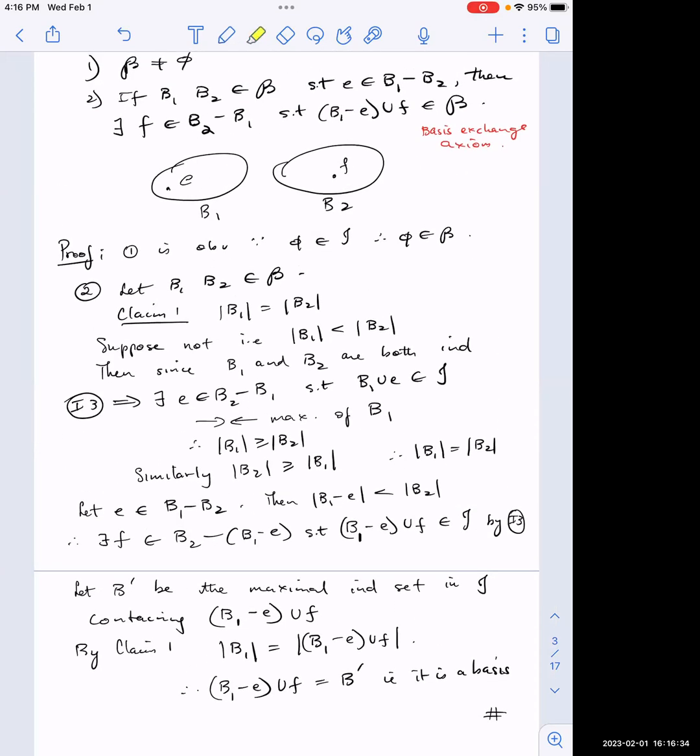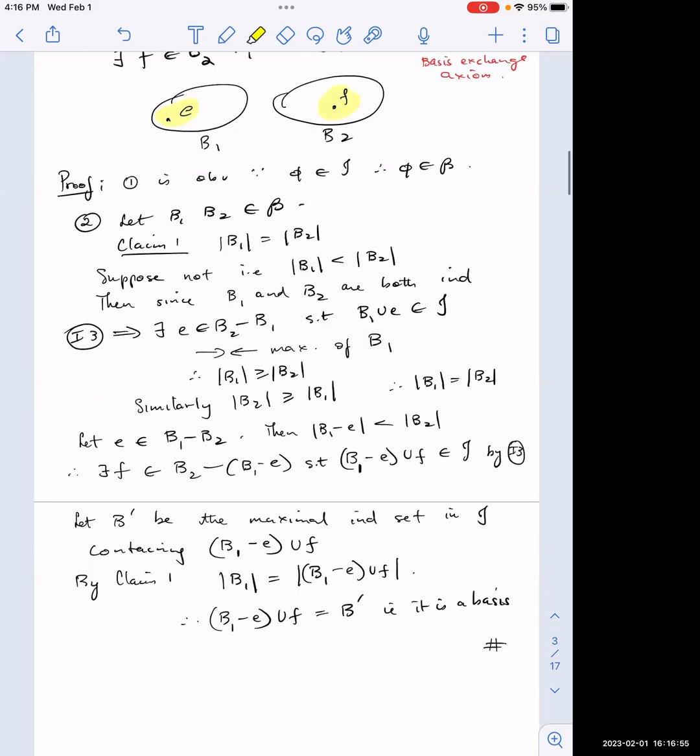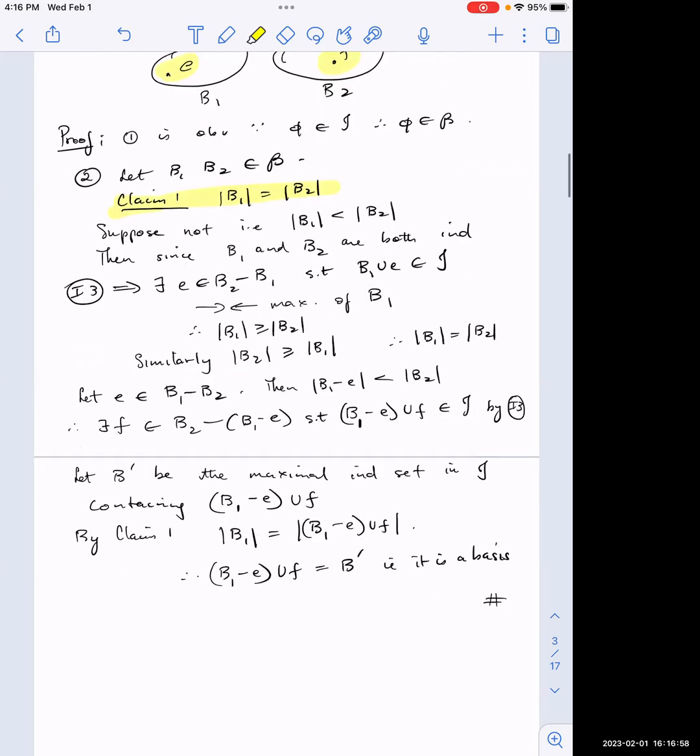Any questions? So that's why the basis exchange holds. Our goal was to prove that given an E in B1 minus B2, there exists an F in B2 minus B1 such that you can swap out E and F. So here we showed that they have to have the same size, and then we have just a couple of lines here wrapping it up. Any questions? Should I go on?